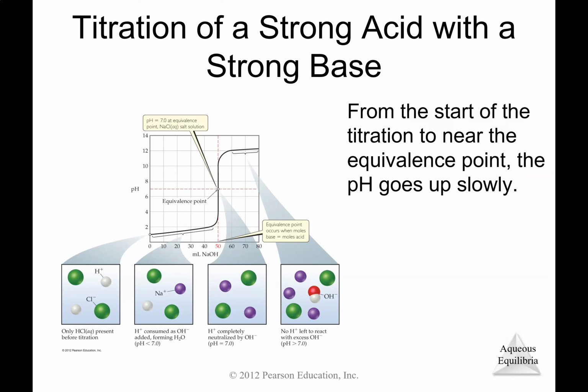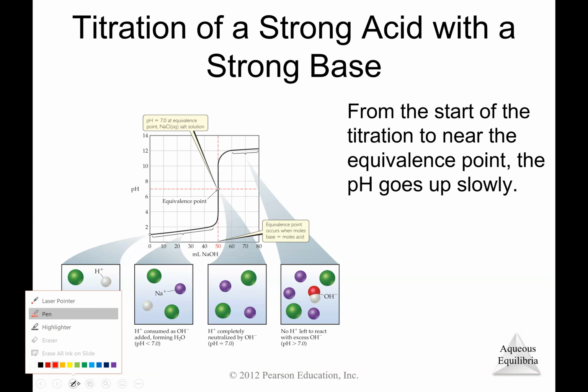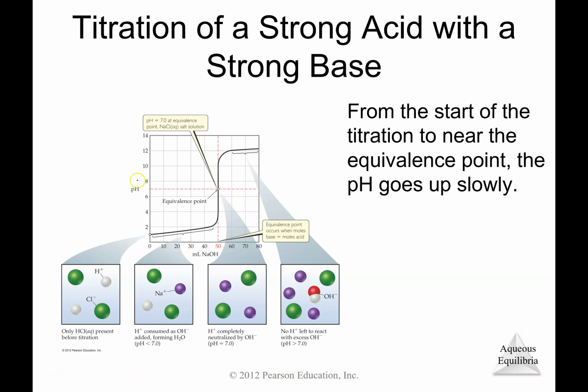And this is our first look at a titration curve. So there are a couple of things that I do want to point out. On this titration curve, the axis on the y is always going to be pH of the whole solution. And the axis on the bottom is going to be whatever we are adding.